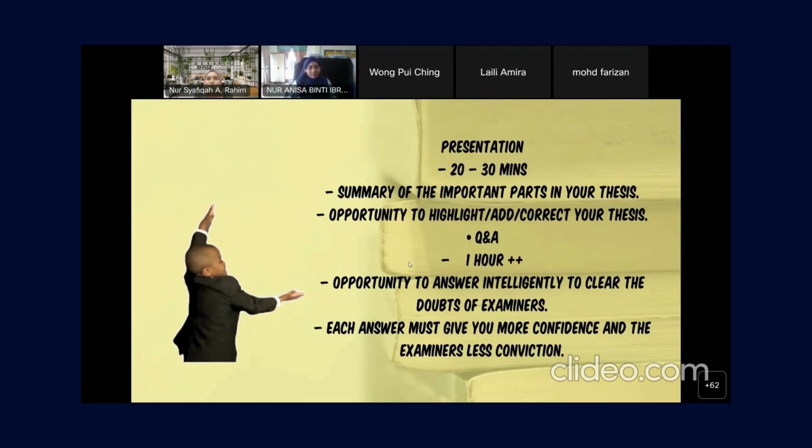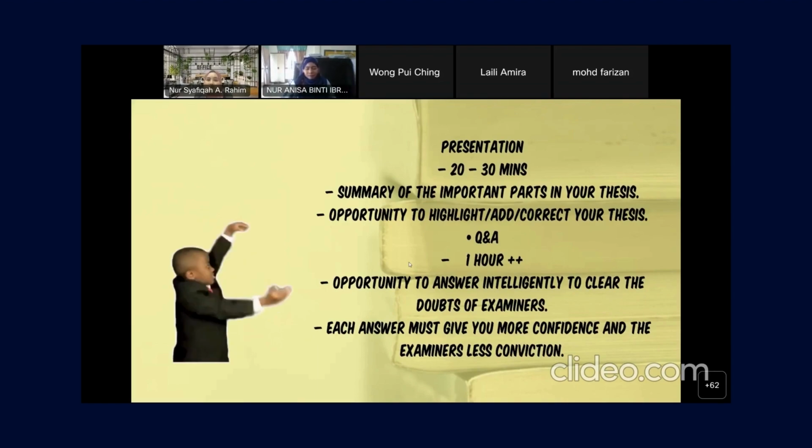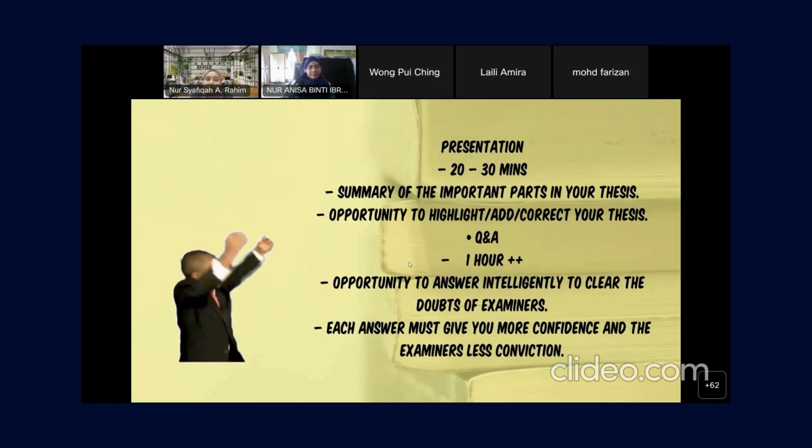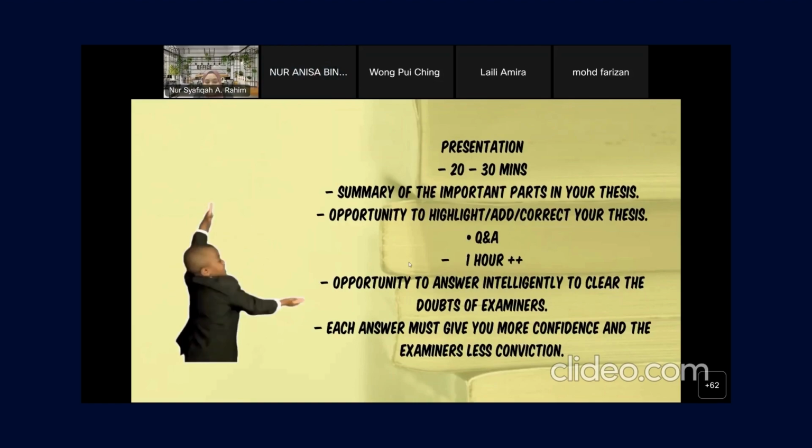And then you must have a summary of the important parts in your thesis. Obviously, I will explain what the important parts are that can be included. I will share with you guys my slides during my Viva. These are the things that I discussed with my previous supervisor and my co-supervisor. The slides are not more than 20 slides, basically, all right?